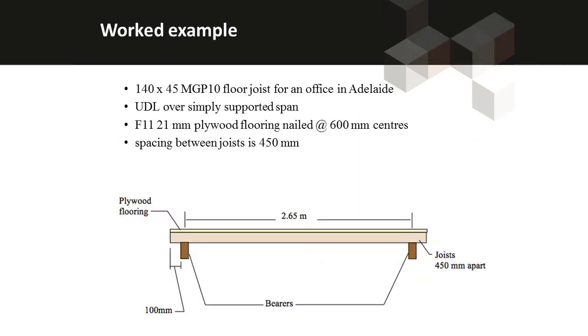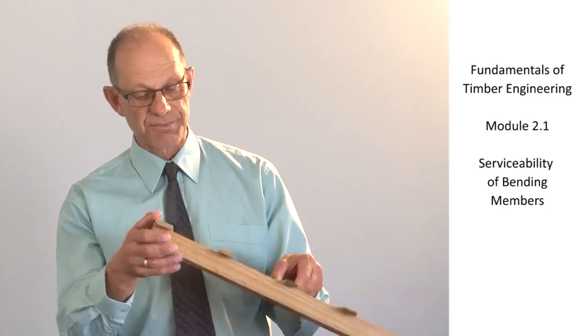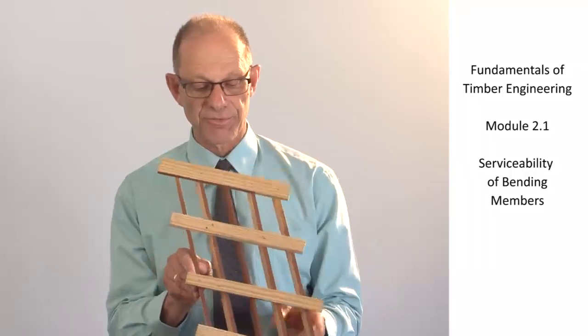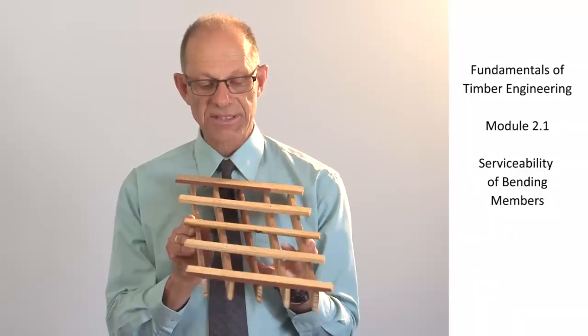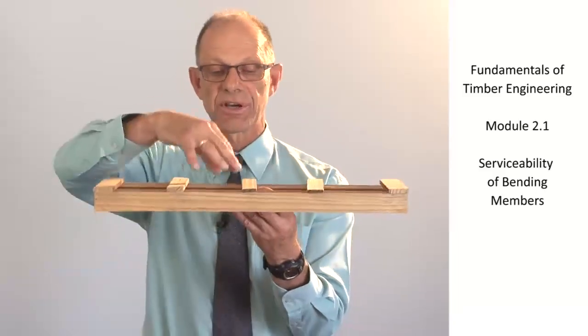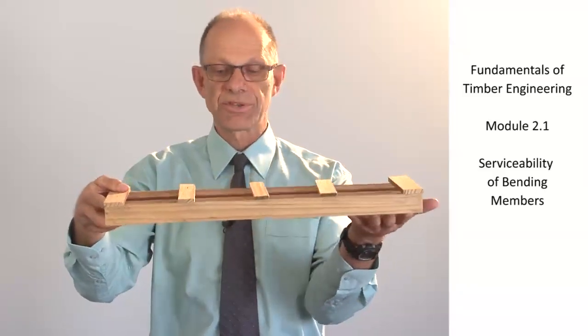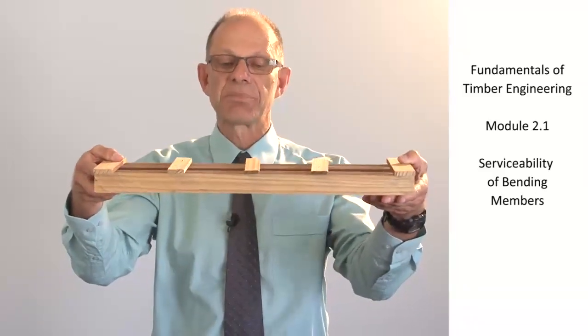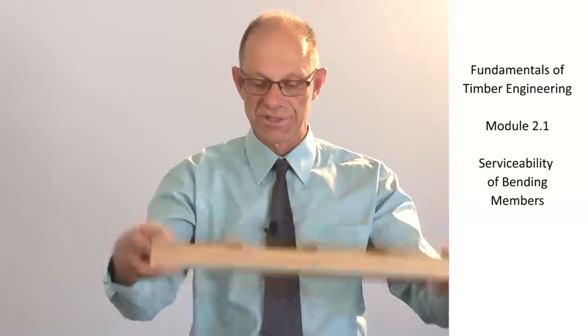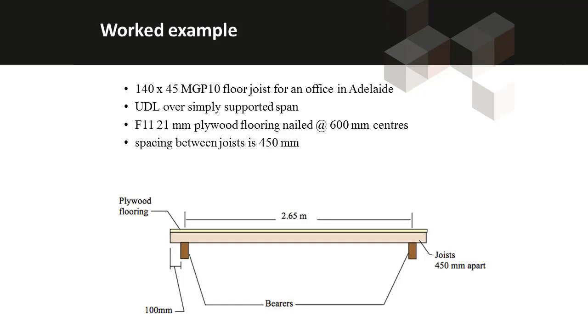This is a worked example of a floor system. A floor system makes use of a number of floor joists. Here is a model showing a large number of floor joists working together. As an out-of-plane load is applied to the floor, each of these floor joists cooperate in resisting that load, so that the deflection of the floor system is given by the performance of all of the floor joists in the system. The average modulus of elasticity is the one that's appropriate for us to use, and we're using MGP10 timber. MGP10 timber has a modulus of elasticity of 10,000 megapascals.